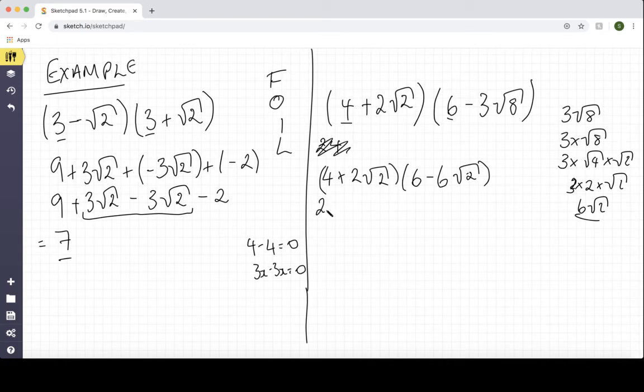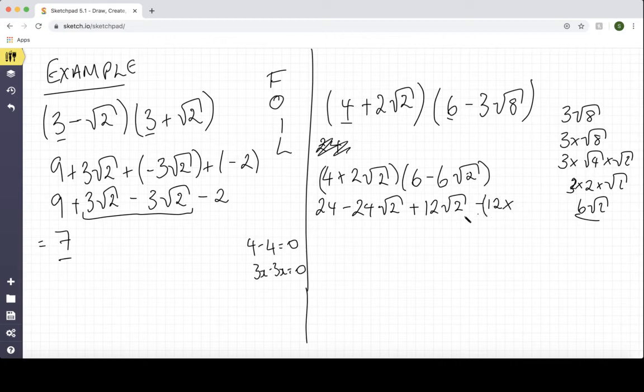So first, 4 times 6 is going to be 24. Outer, this is going to be 4 times minus 6 root 2, which is going to be, well, 4 times 6 is 24. That's going to be minus 24 times the square root of 2. Let's do the inner now. So we're going to have 2 times the square root of 2 times 6, which we know is 2 times 6, which is 12 times the square root of 2, so 12 times the square root of 2. And then here we'll have 2 times the square root of 2 times minus 6 times the square root of 2. So 2 times minus 6 is 12.